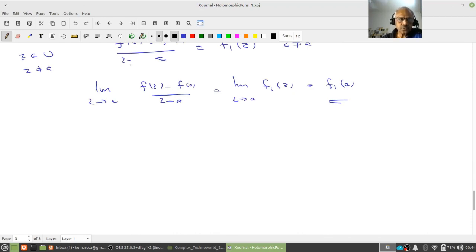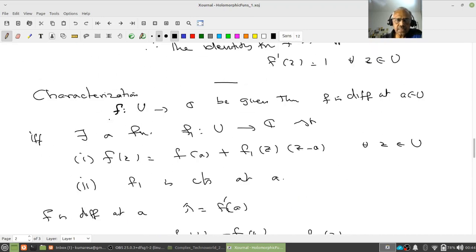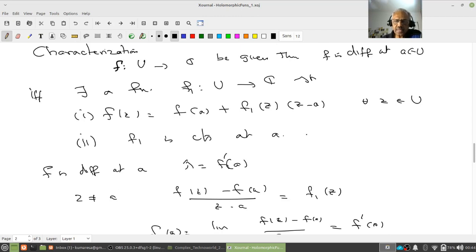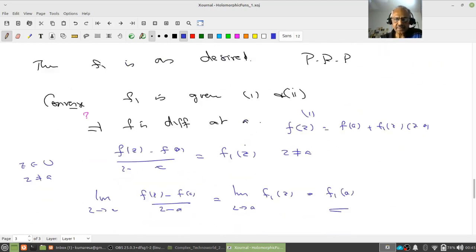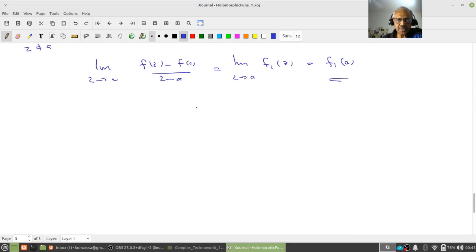So what have we shown? Now let's go back. It shows a characterization: if this happens, that means such an f1 exists, then f'(a) is nothing other than f1(a). Yeah, right. So pause, review, proceed.